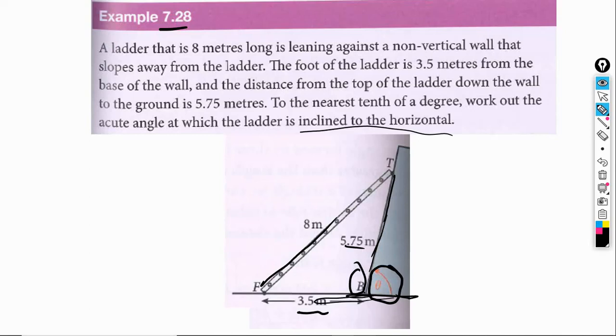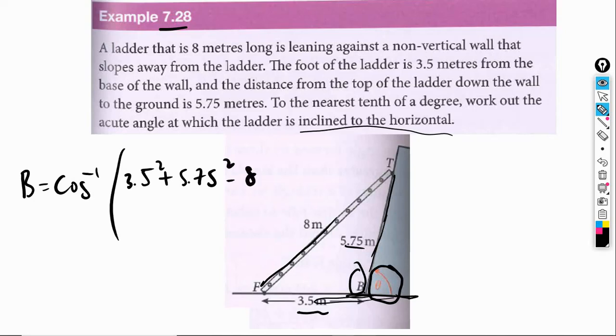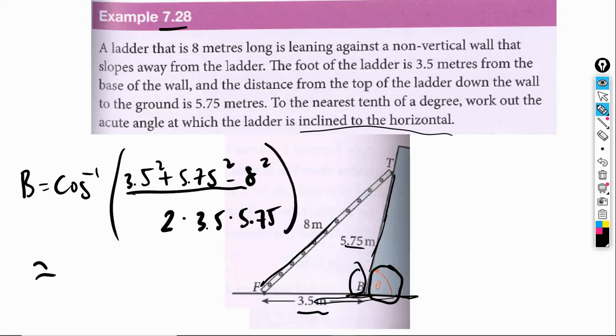Very well, so how do we find B? Well, angle B is equal to the inverse cosine of A squared, so 3.5 squared plus B squared, plus 5.75 squared minus C squared, so that's 8 squared, divided by 2 times A times B. Putting it in the calculator, it gives us approximately 117.7 degrees.